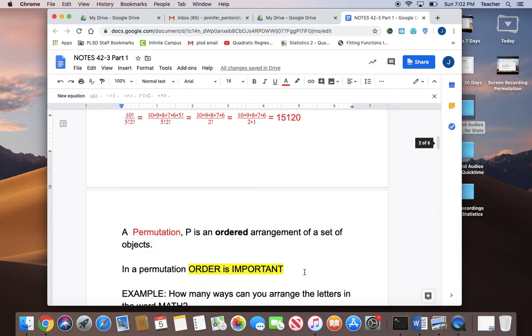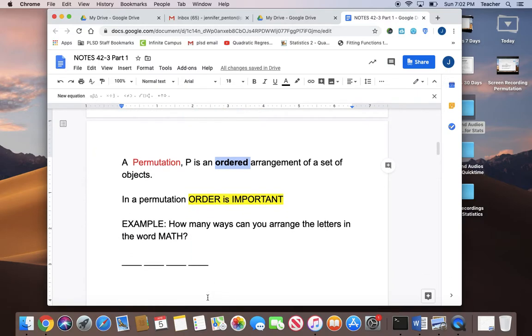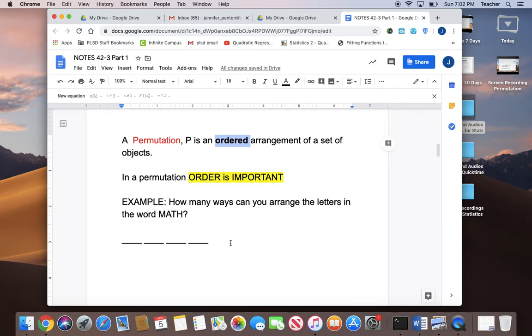So let's use our counting principle that we just learned here. And we're going to learn a definition here. A permutation is an ordered arrangement of a set of objects. Okay? And in a permutation, order is important. So this question says, in how many ways can you arrange the letters in the word math?